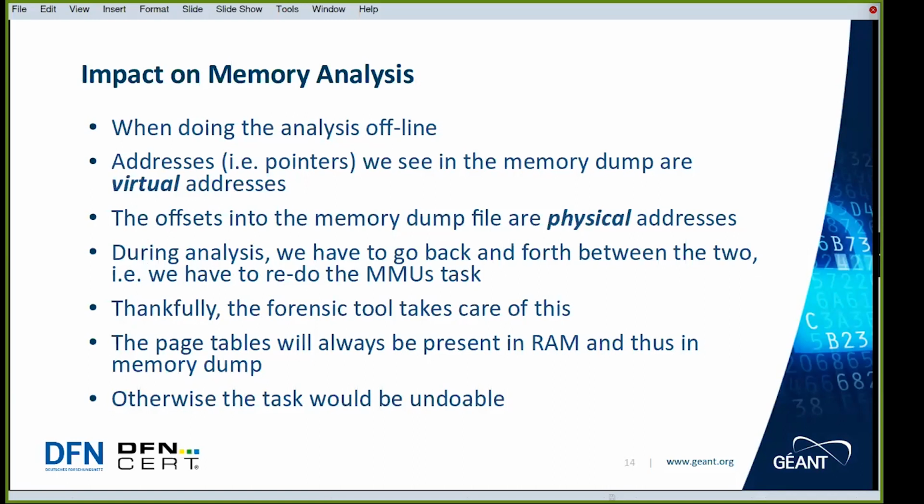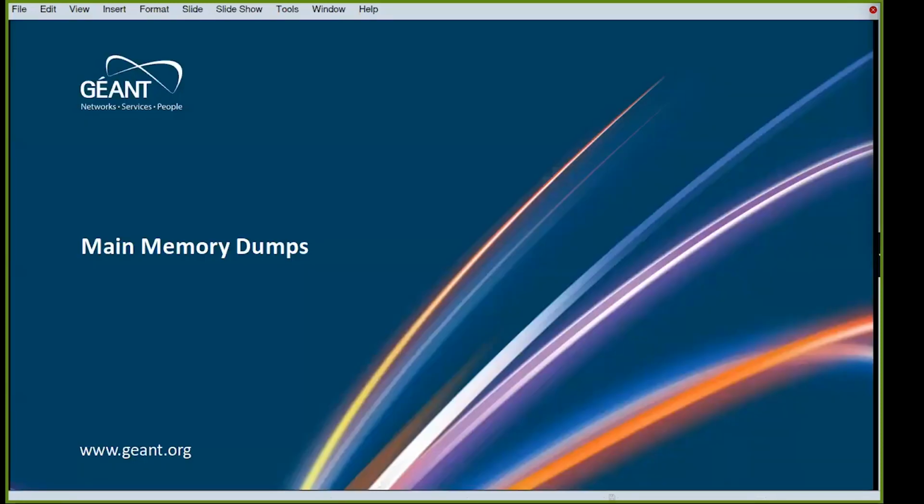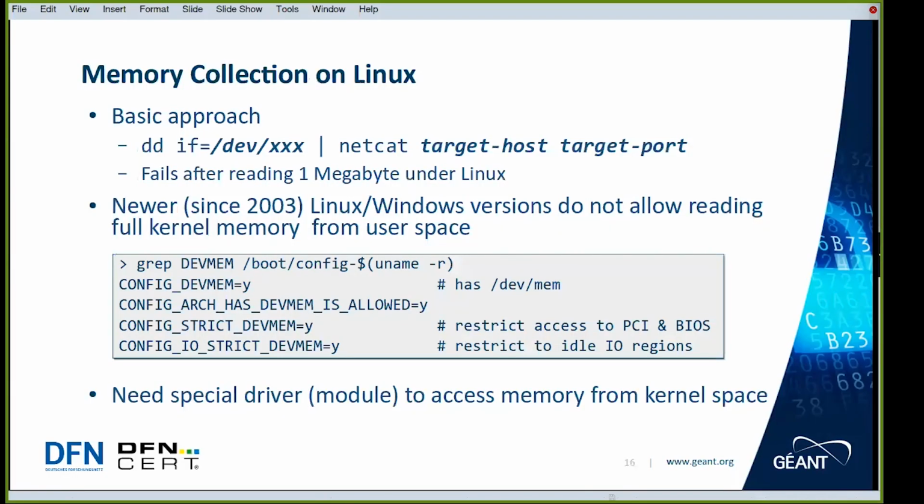And it can do so because the page tables will almost always be present in RAM. I haven't heard of virtual memory management systems that swap out page tables. I think there are a few around, but it's usually much more convenient to keep them in RAM. Otherwise, if we don't have the page tables, we can't do the translation. But again, we don't have to worry much about this. So that's a short excursus on virtual memory. Now let's get into the main memory dumps.